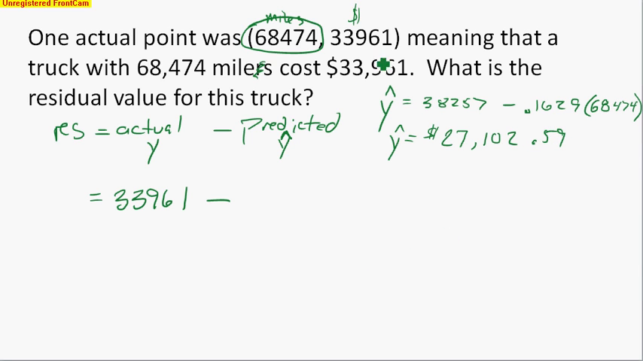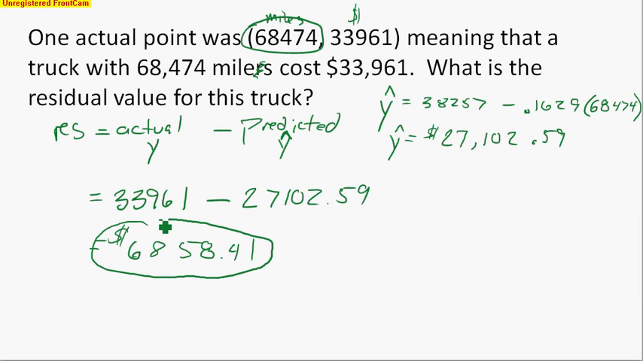So again, the actual y was given to me in the point, or from the actual data, and the predicted y was found by using the equation. All I had to do was plug in the x value. So the actual price of this truck was $33,961. The predicted price was $27,102.59. Subtract them to get your residual, and if you subtract them, you get a residual value of 6858.41. And that is going to be in dollars.